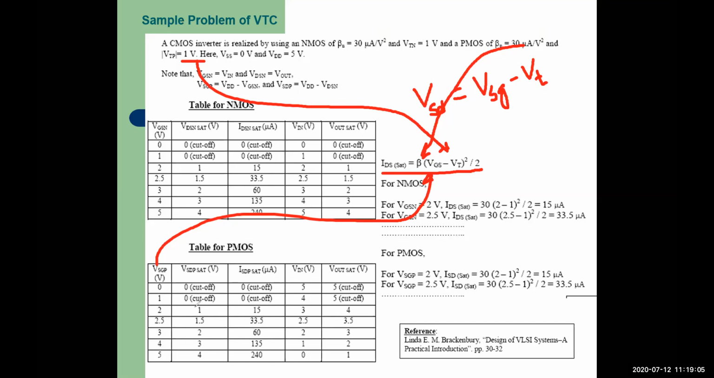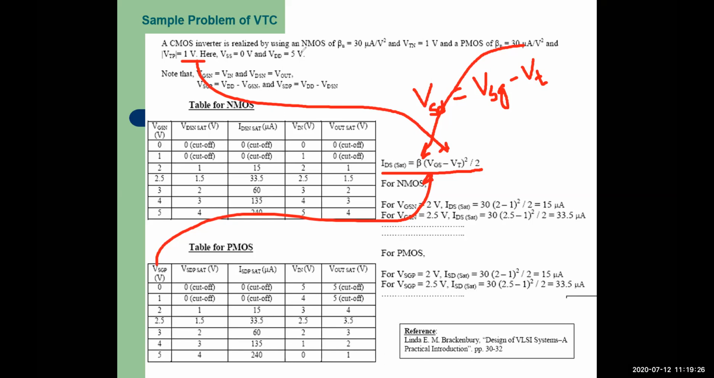Cut off 0. So no formula needed. For next one, it is 1. So you need formula. So beta is equal to 30. VSG is equal to 2. VT is equal to 1. Whole square divided by 2. You will get 15. For next one, you will get 33.5. For next one, you will get 60. For 4, you will get 135. For 5, you will get 240.